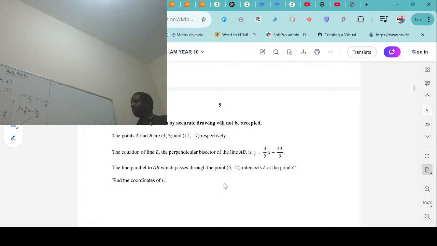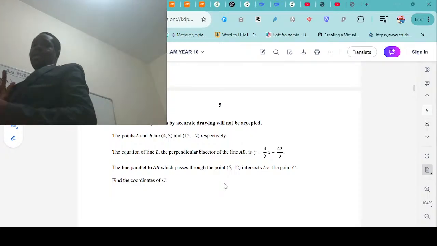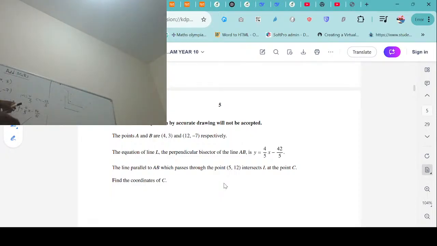So for two lines that are parallel, the ratio of their rise to run is always going to be the same, irrespective of wherever place they are crossing the y-axis. So it also tells us that the line that passes through these points must have the same gradient as the line AB. But we don't actually know the gradient of line AB. We only know the gradient of this line that is bisecting this line.